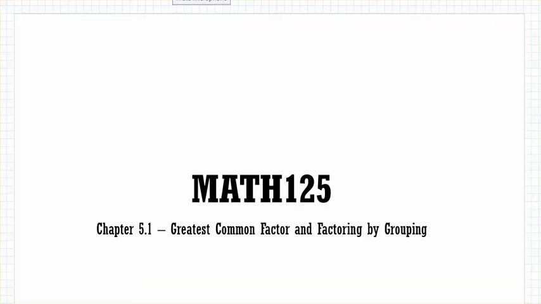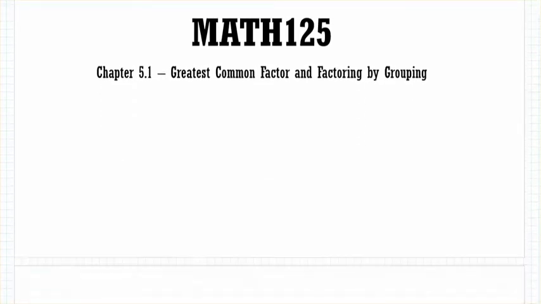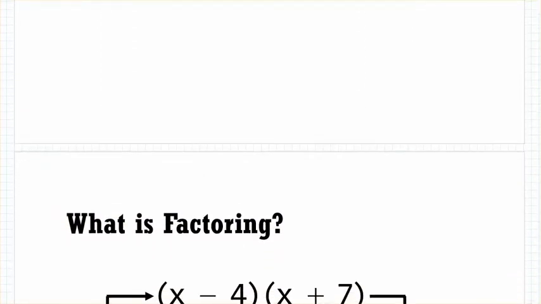In this video, we're going to talk about the idea of factoring. When we factor, what we're actually doing is undoing multiplication. So in this video, we'll do one type of factoring called greatest common factor.